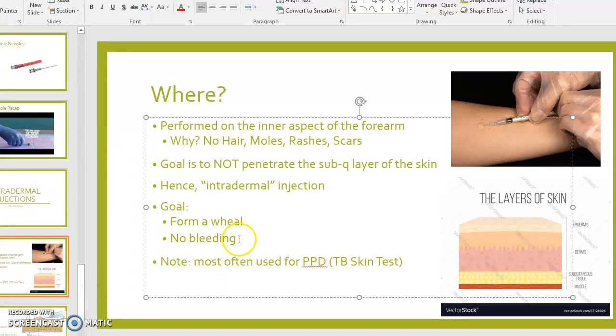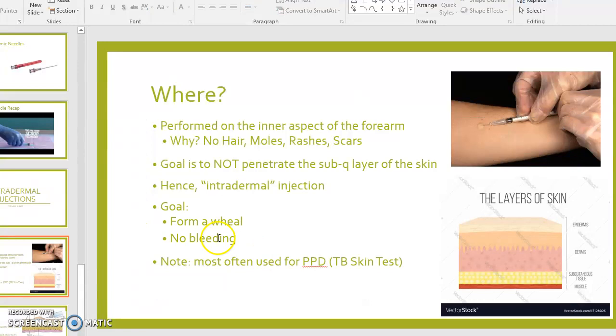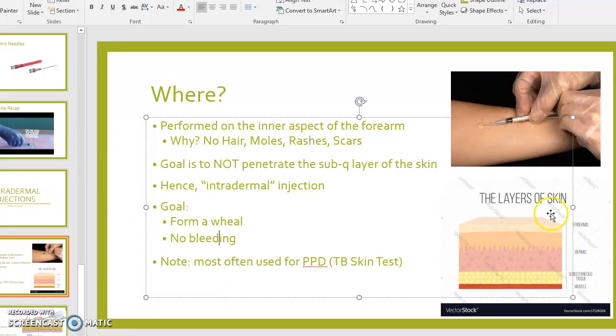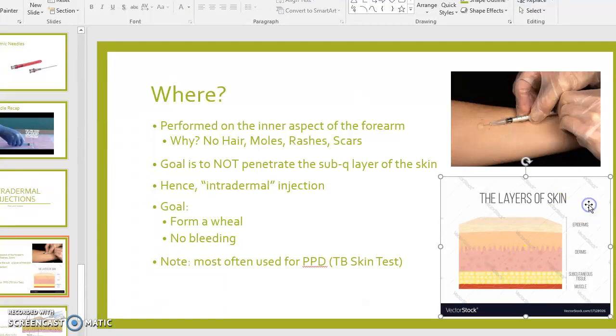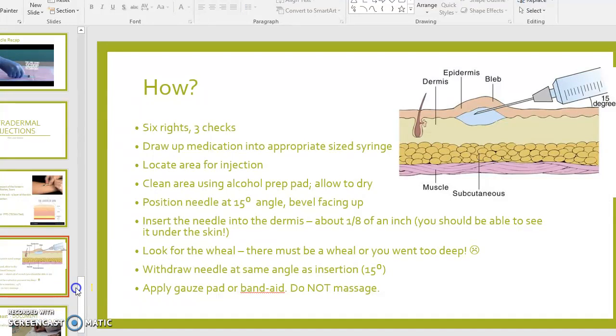So remember that for a quiz or something. If I ask you what the goal of an intradermal injection is, or if I ask you what it means if you see bleeding or you don't see a wheal while performing an intradermal, that means that you went too deep and the injection will have to be repeated.